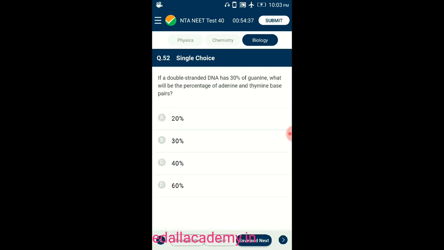Question number 52. If a double-stranded DNA has 30% of guanine, what will be the percentage of adenine and thymine base pairs? If a double-stranded DNA consists of 30% guanine, then according to Chargaff's rule, cytosine is also 30%. The remaining 40% includes adenine and thymine base pairs. So the answer for this question is option C, 40%.